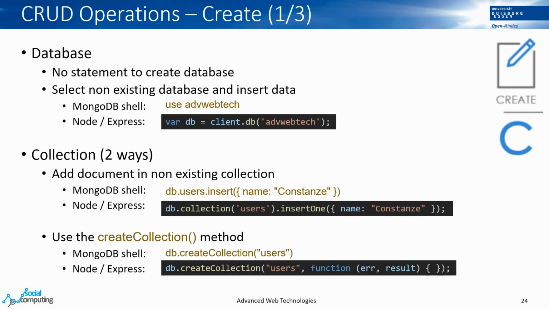There is another approach. For example, if you need to specifically create an empty collection, there is a method available both in the shell and Express, which is createCollection. What this will do is create an empty collection called users, and then you can later insert documents in it. So this is how you can create a collection, but we are going to step by step create a collection using the first approach, when we insert a new document.